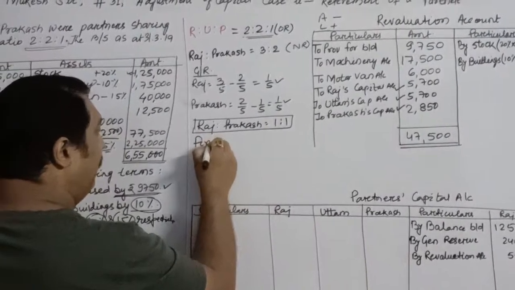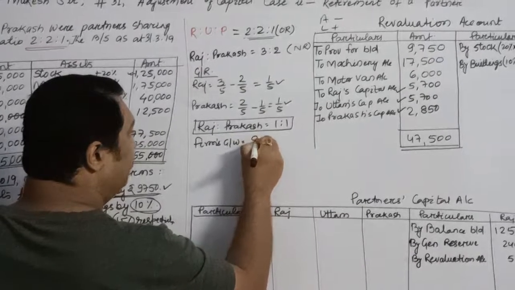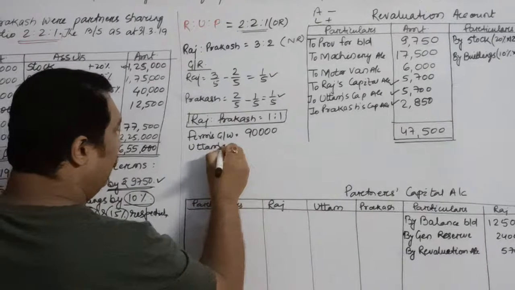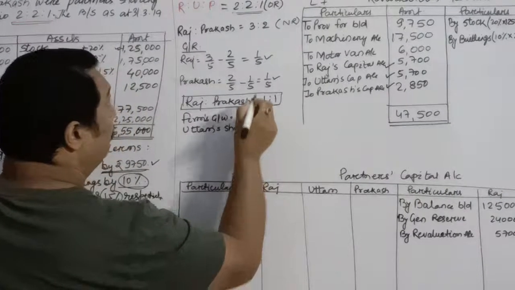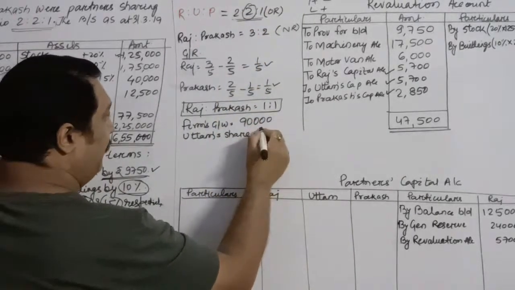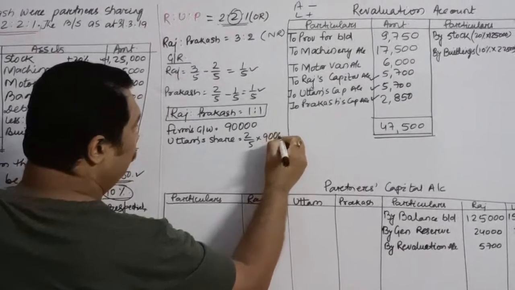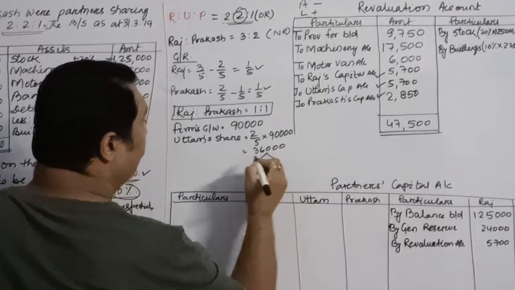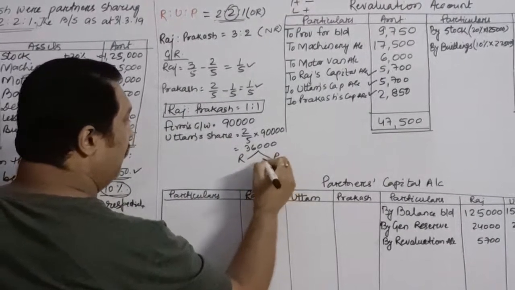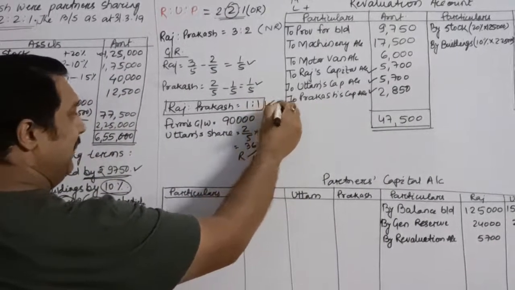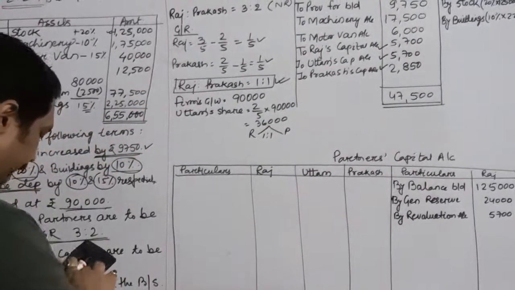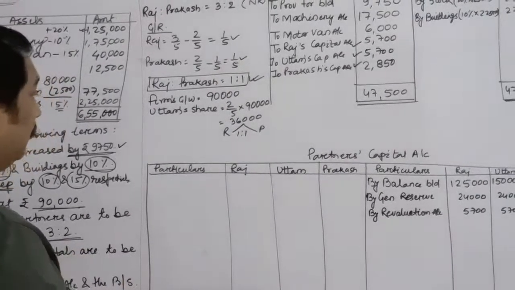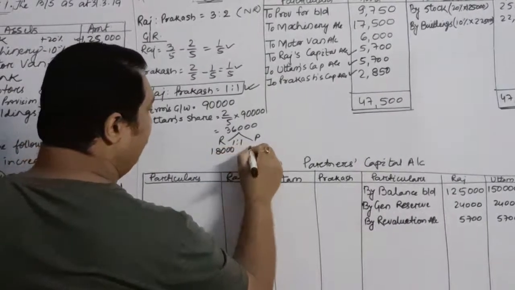Now the firm's goodwill is given rupees 90,000. Out of this we will take out Uttam's share in goodwill. According to his old PSR, Uttam was supposed to get 2/5 of 90,000. So it will be rupees 36,000, which will be distributed equally between Raj and Prakash in the ratio 1:1, which is the gaining ratio. So the share will be rupees 18,000 each.